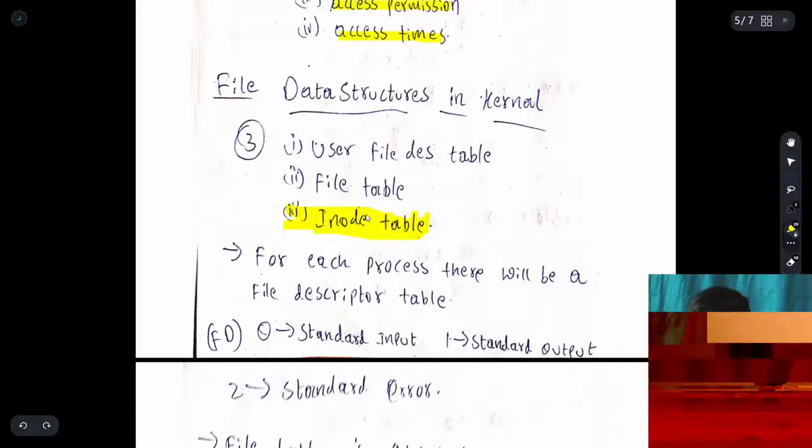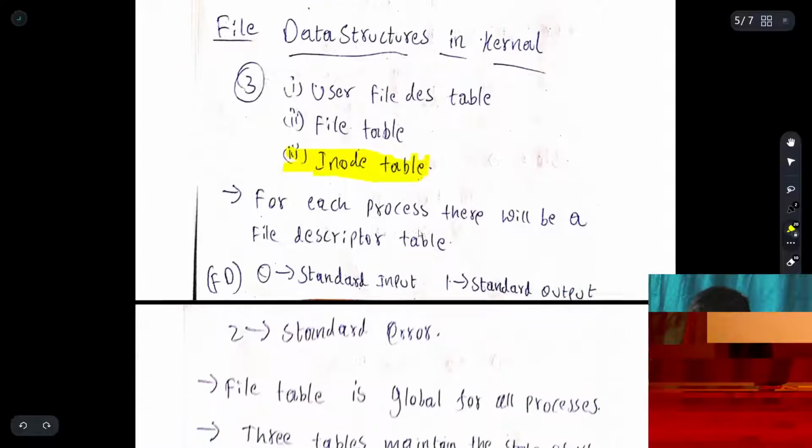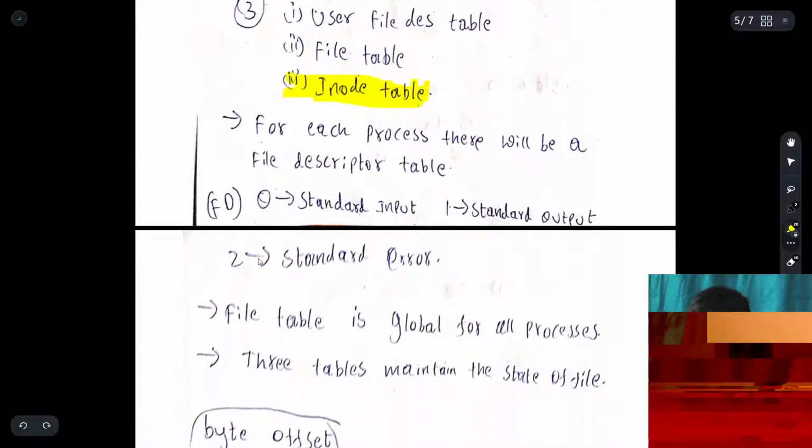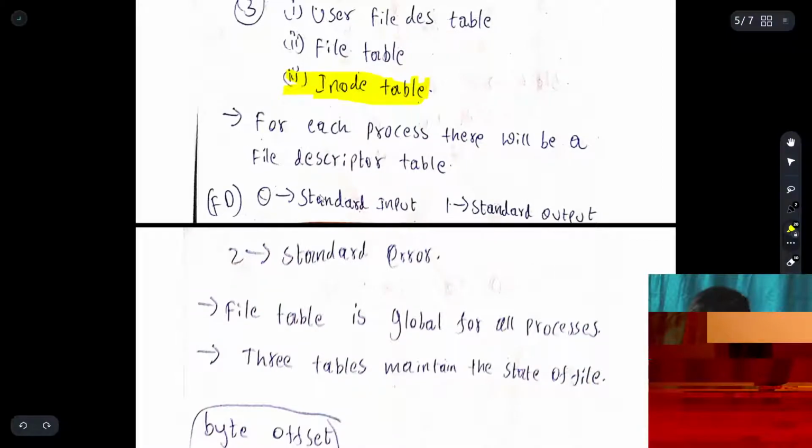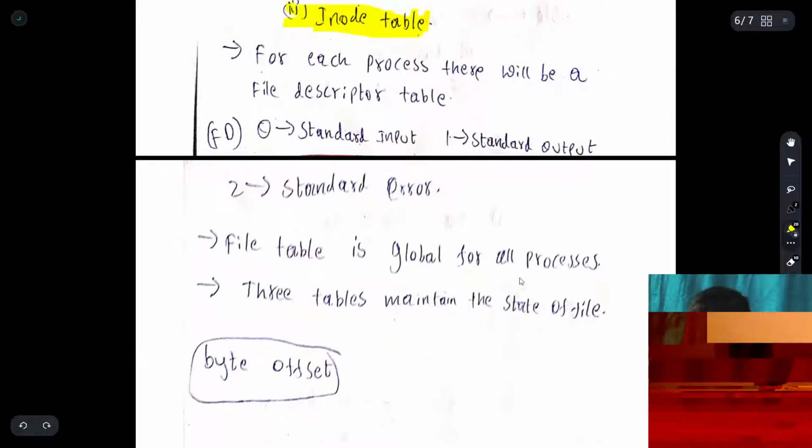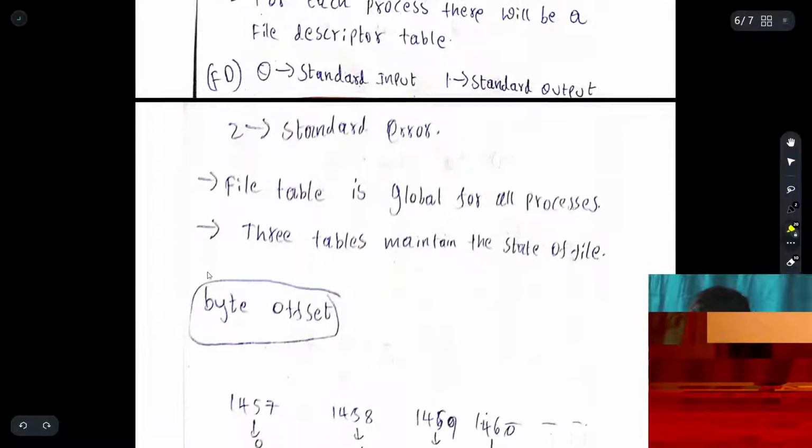The file descriptor table represents the state of a particular process with the help of a table. The file descriptor table consists of three entries: 0 standard input, 1 standard output, 2 standard error. The file table is global for all processes. These three tables maintain the state of a file. We will discuss these things. The file table is global for all processes.